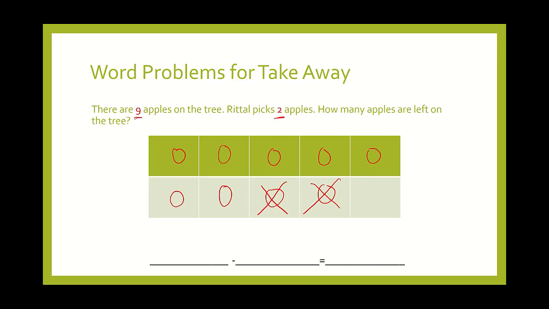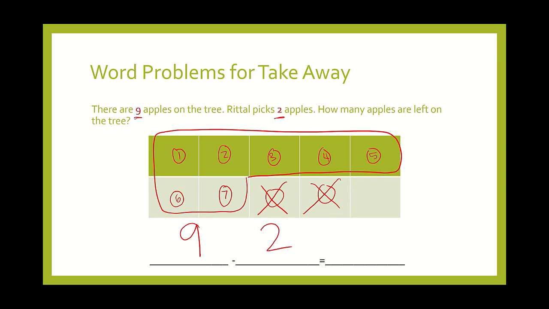And now I'm going to fill out my subtraction sentence. So we started with 9 apples, and then we took away 2 apples, and now let's see how many we have left over. 1, 2, 3, 4, 5, 6, 7. We have 7 left over. So that is how many that are left. And we're going to put that after our equal sign.